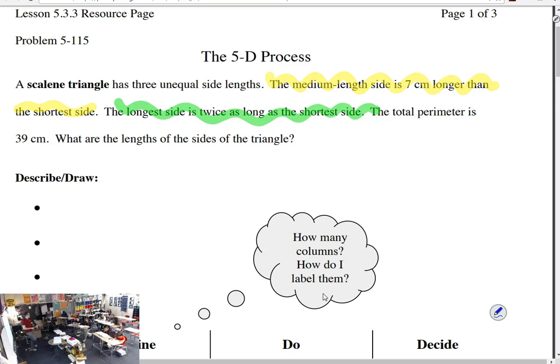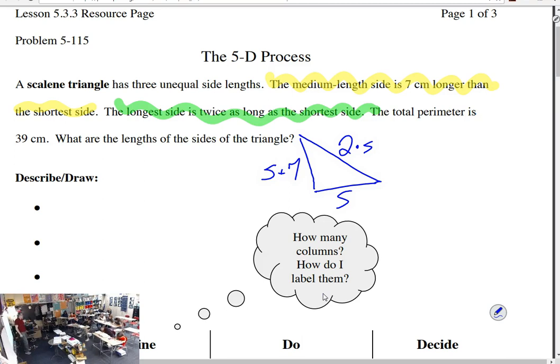So, if we're trying to draw this, I know I have a short side, a medium side that references my short side, and a long side that references my short side. If I draw this, and I don't really care what it looks like, I might say short side, medium side. Well, how do I label the medium side? It's the short side plus 7. And what about my long side? It's the short side times 2. So 2 times the short side. I don't know what my triangle looks like, but I'll just throw a drawing up there.